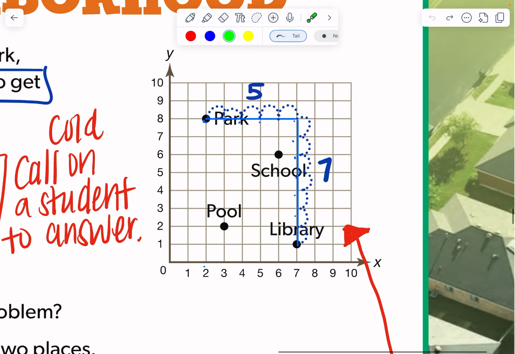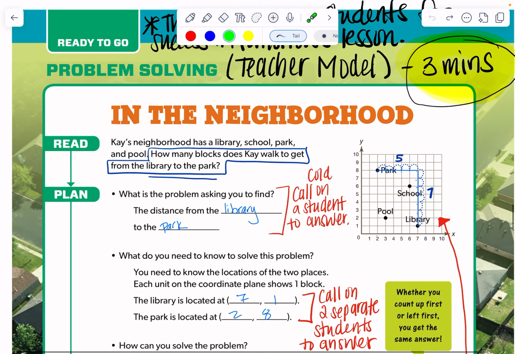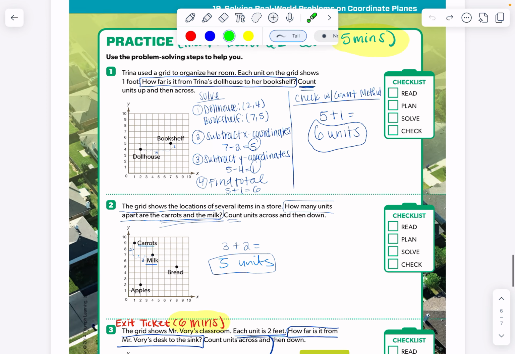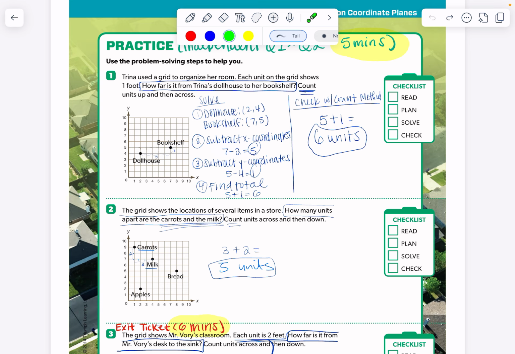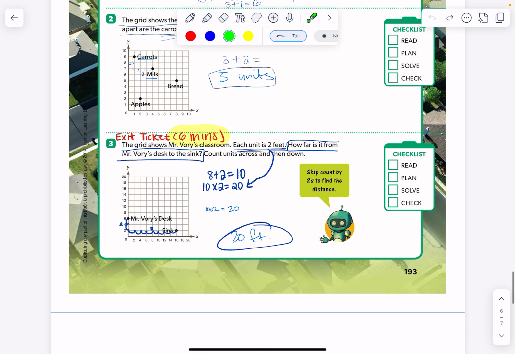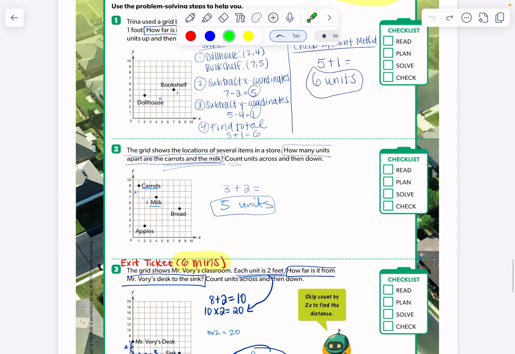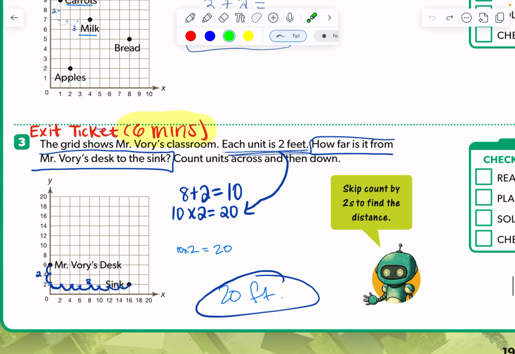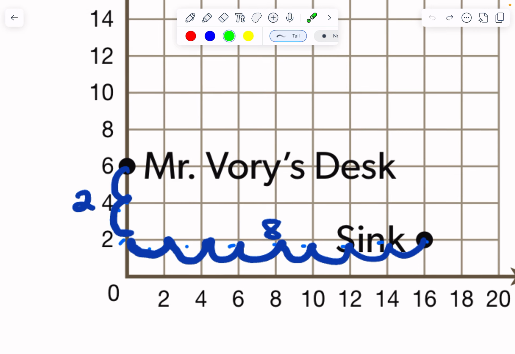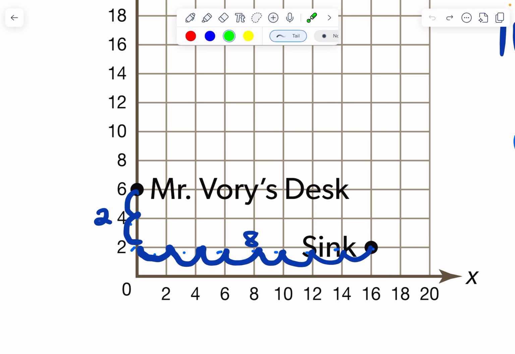So you'll show students both of those strategies for about 3 minutes, and then students will jump into question 1 and question 2, choosing whatever strategy they want to in order to find the distance between 2 points. And then the last thing that they are going to do is a mini exit ticket, very similar to questions 1 and question 2 on this page. The only thing that is different is that each block is equivalent to 2 units, or each unit is equivalent to 2 feet.